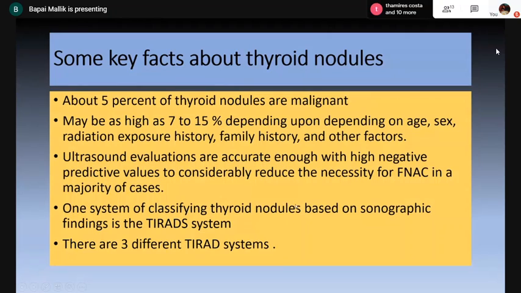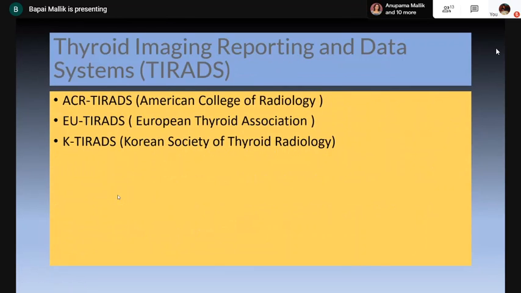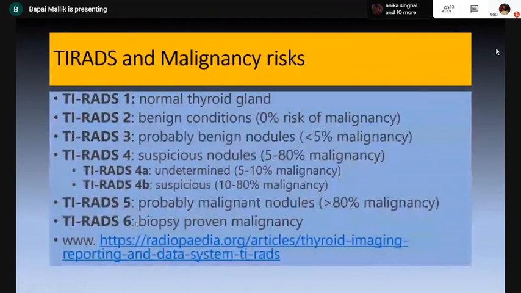One system of classifying thyroid nodules, there are different systems, but one of the systems which has come up and become very popular in recent years is based on the sonographic finding. It's called the TIRADS system, and there are actually 3 different TIRADS systems. TIRADS stands for Thyroid Imaging Reporting and Data Systems, and there are at least 3 of them that I am aware of. The most popular is the ACR TIRADS in the United States and other parts of the world, possibly outside Europe, under the American College of Radiology. Then there is the EU TIRADS from the European Thyroid Association, and there is also a Korean Society of Thyroid Radiology TIRADS called KTIRADS.